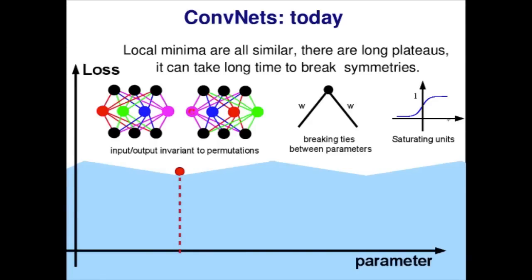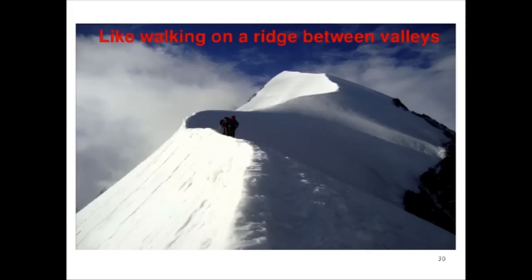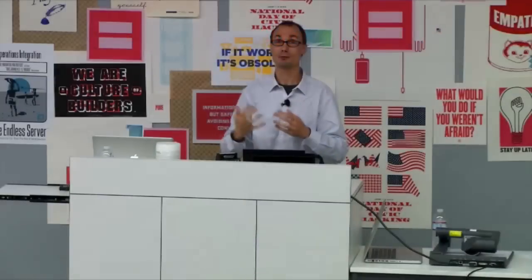And if you have units that are in saturation, then you also have very small gradients. And so these plateaus have a very small slope. And so my mental picture right now, and I think it is shared by many who work in this field, is that optimization of a neural net is very much like descending along the ridge of this Mont Blanc.